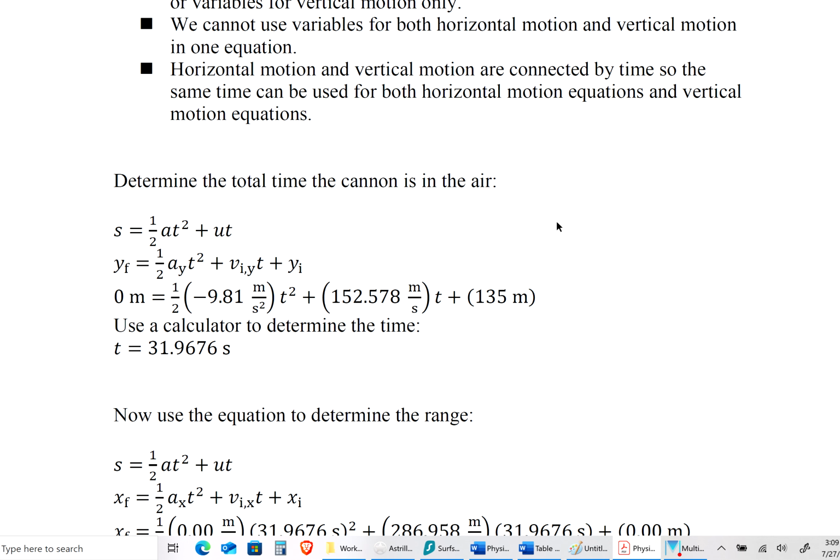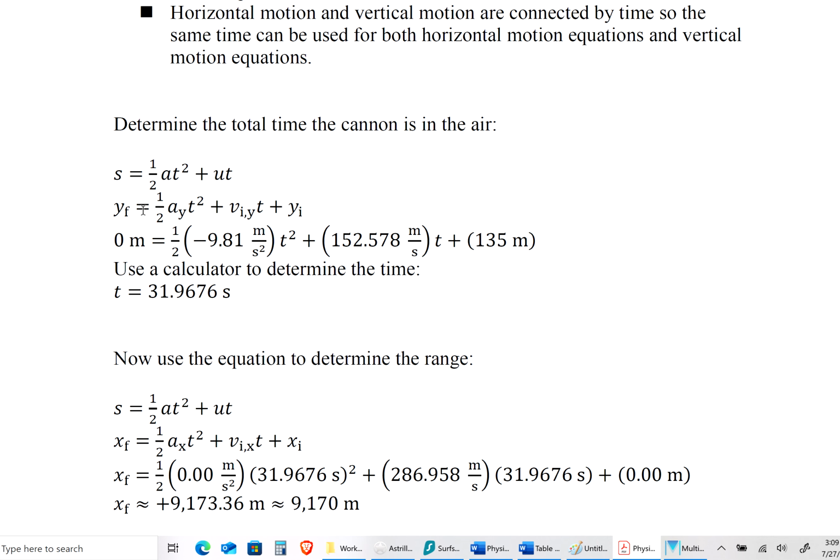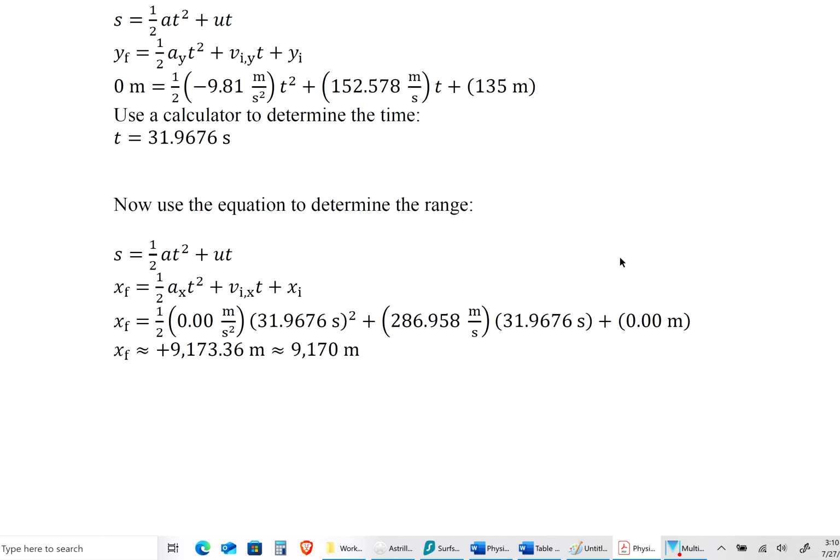We need to determine the total time the cannon is in the air. So y final is 0, y initial is 135, and a sub y and v initial y we could determine from the table. The cannon is in the air for about 32 seconds. Now use this equation to determine the range, x final. So the range of the cannonball is about 9,170 meters.